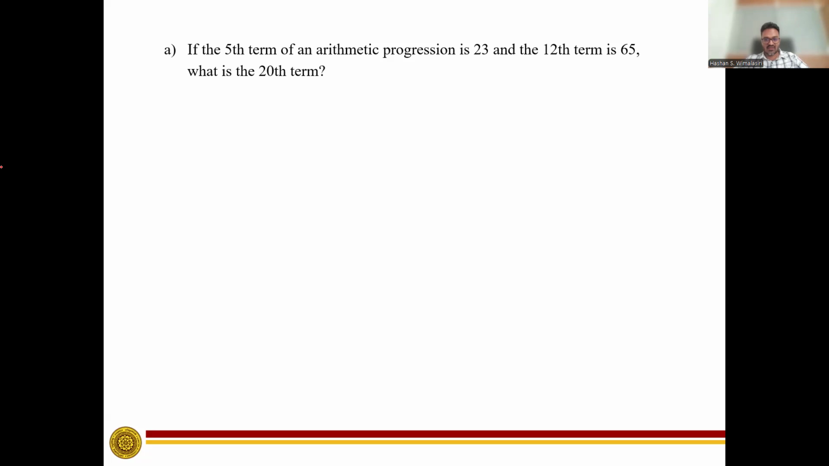The way that we can do it is, first, we have to create an equation. So our main equation is Tn equals a plus (n minus 1) multiplied by d. Right? That is our equation. So the fifth term of the arithmetic progression is 23.